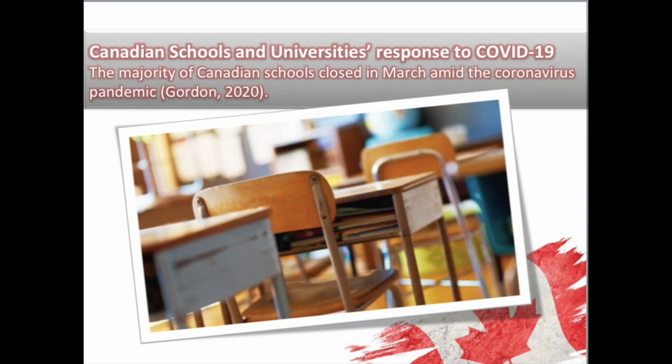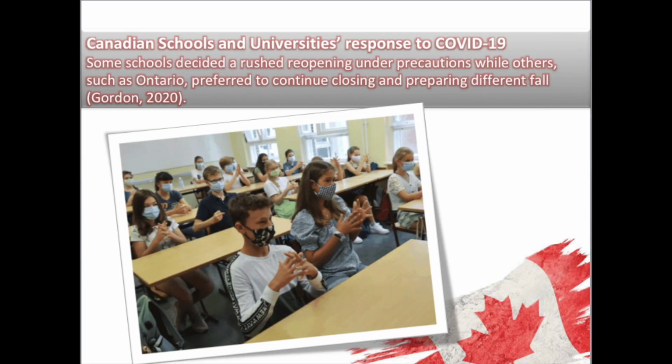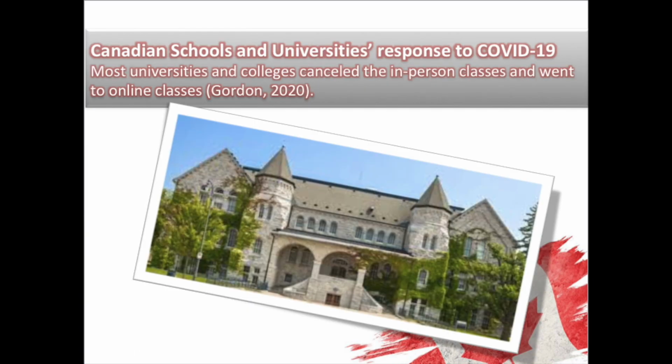About how the government responded to the pandemic. So due to the COVID-19, the majority of Canadian schools closed in March amid the pandemic. The closure decisions differed from one province to another based on the number of cases and the precautions. For example, some provinces rushed to reopen under precautions and restrictions, while others preferred to continue closing and preparing different scenarios for fall, like Ontario and Alberta. The same procedures have been taken with the universities and colleges.